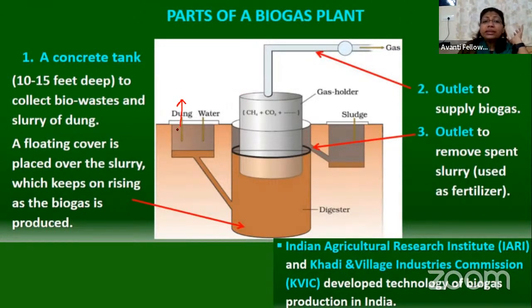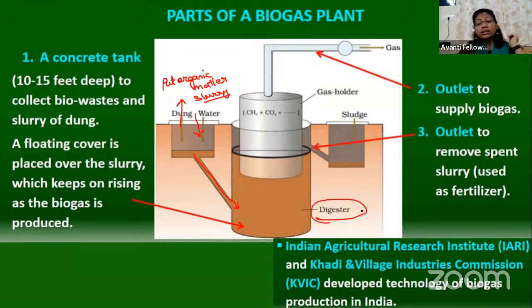Okay, so what happens in the first tank? We put the organic matter in the form of sludge or the slurry, right? Here we make the slurry of the organic matter, and then we put it in this chamber, right? As you can see, this chamber is connected to a larger tank, which is known as a digester.